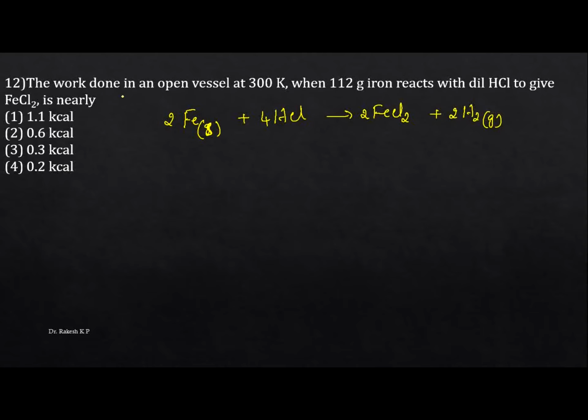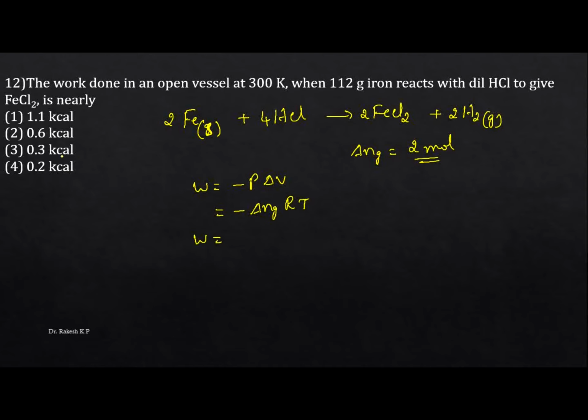So that means the work done in the open vessel. In this case delta n of g is equal to 2 moles, that means the number of gaseous products minus the gaseous reactants. Okay, so now see the equation, W is equal to minus P into delta V. But here they have not given the pressure or the volume. So this will also be written as minus delta n of g into RT. So now W is equal to, just identify here.